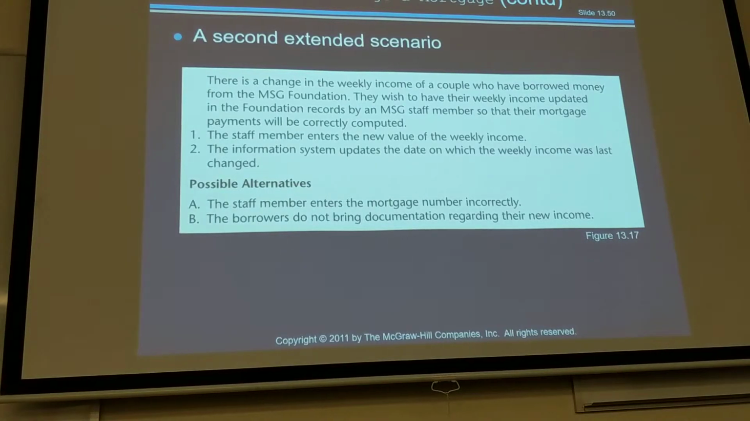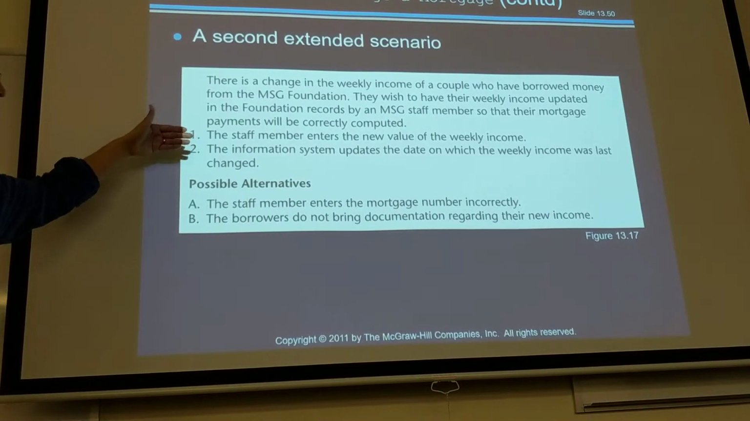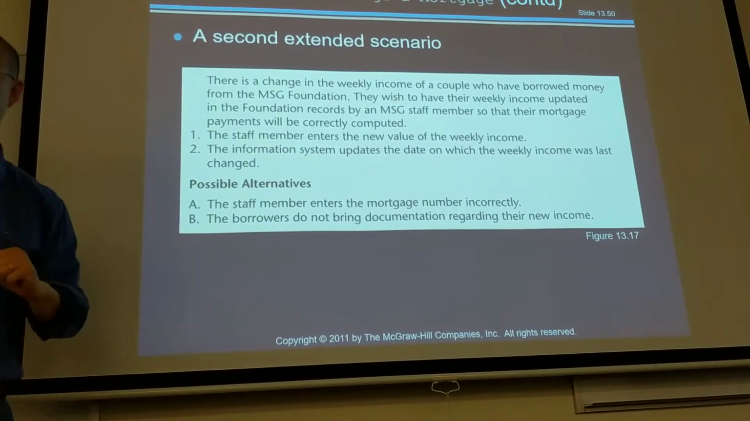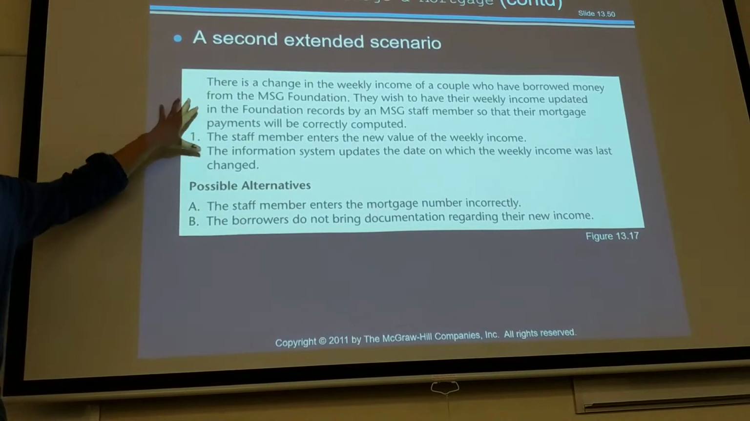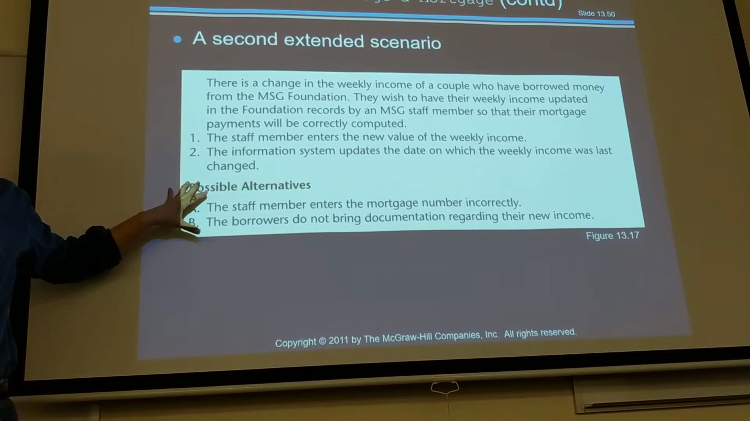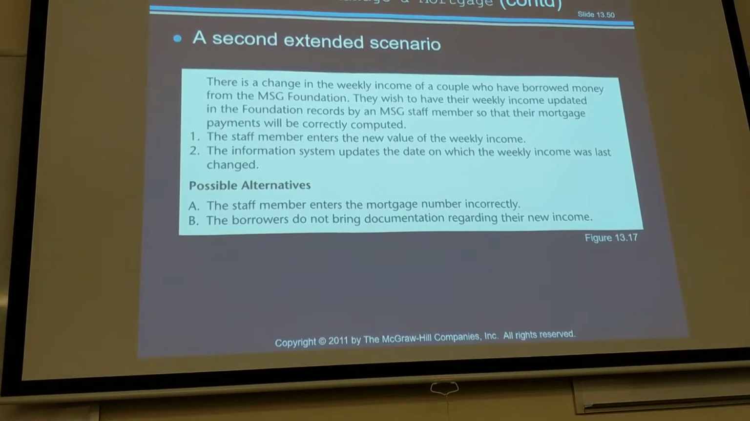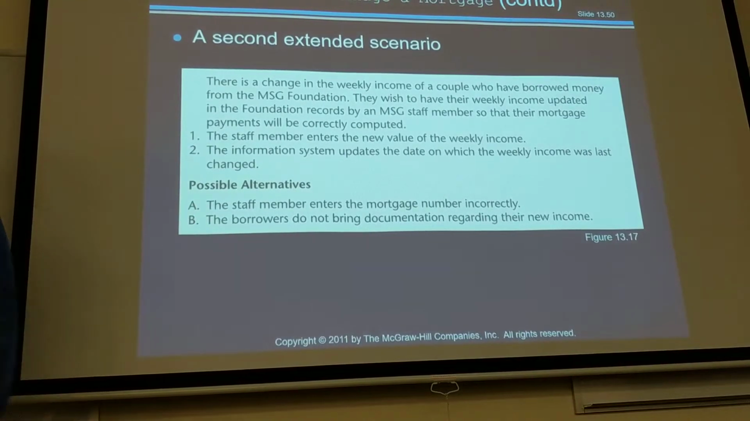The second scenario: there's a change in weekly income, then we'll update that information. Again, there is a possibility that the mortgage number is wrong, or the borrower didn't bring sufficient documentation for their new income. So these are possible. These are normal situations, and these are things that can go wrong. Here we are essentially trying to cover all the possibilities that could appear when people are using our system: the normal situation and things that can go wrong.